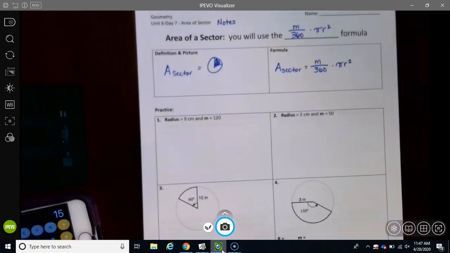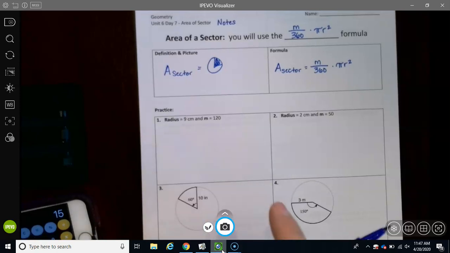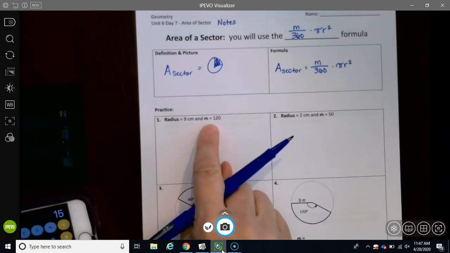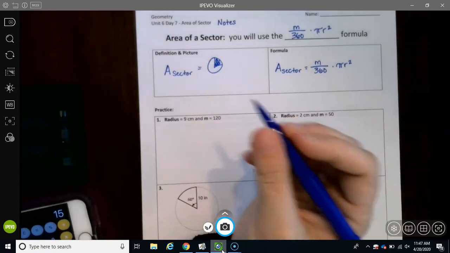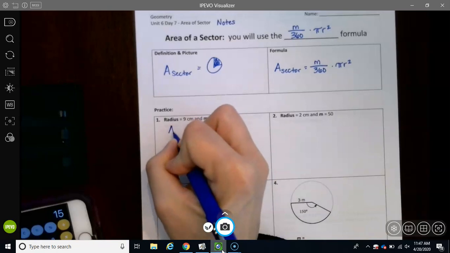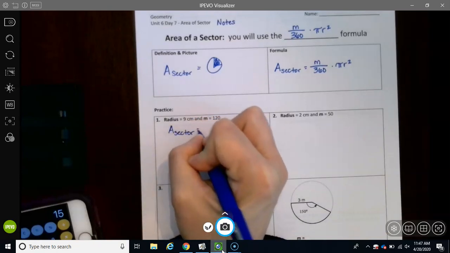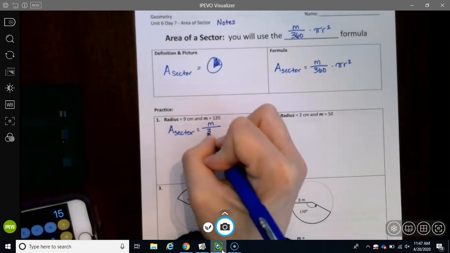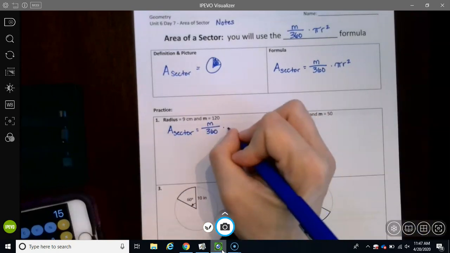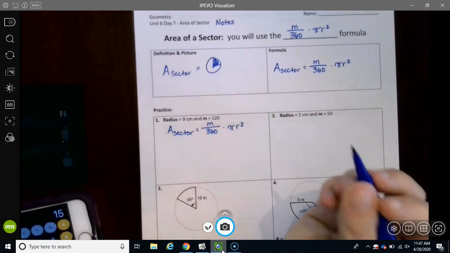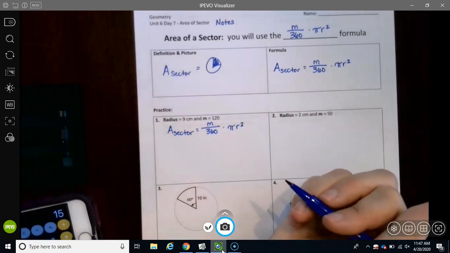So that's a formula we're going to be using on all of these. All right, so we're going to find just the area of a sector of a circle. On this first one, the radius is 9 centimeters, and the central angle is 120. So we're going to plug that into that formula. We'll do m over 360 times pi r squared, and let's just substitute those in and solve for the area.